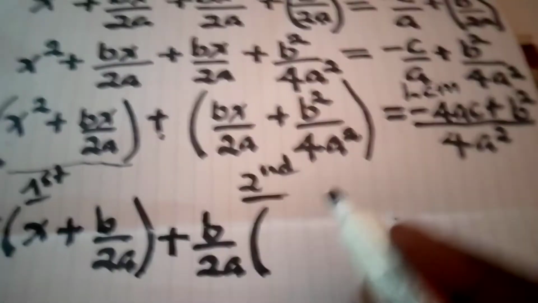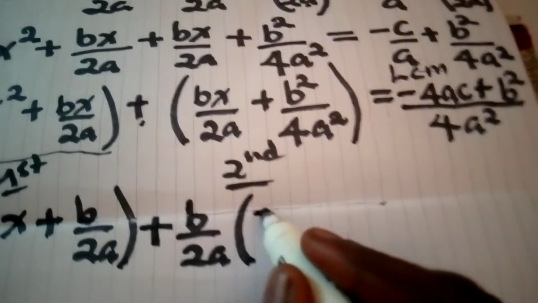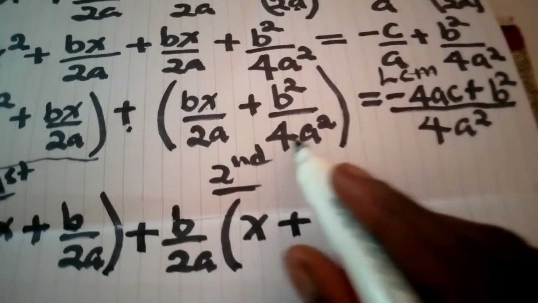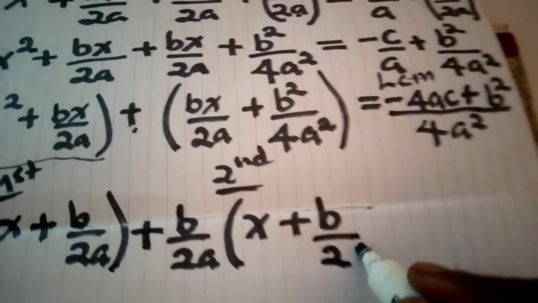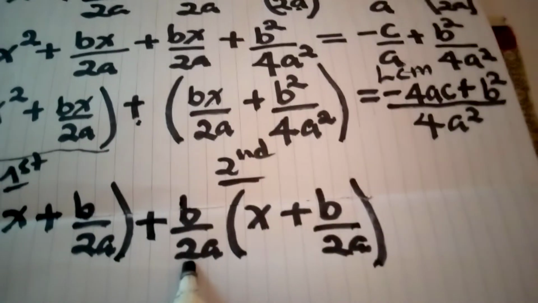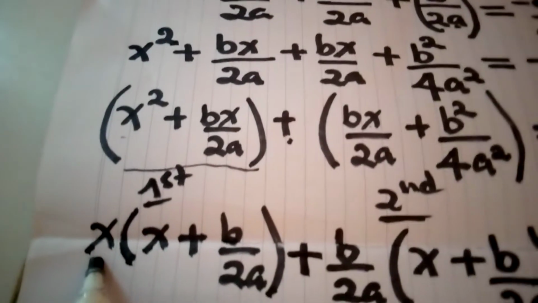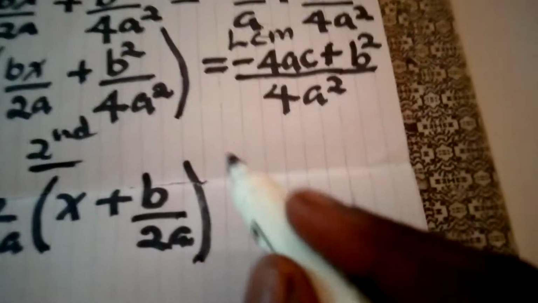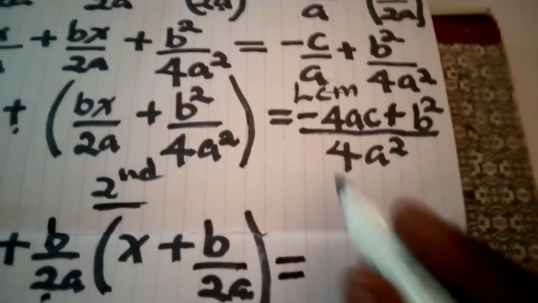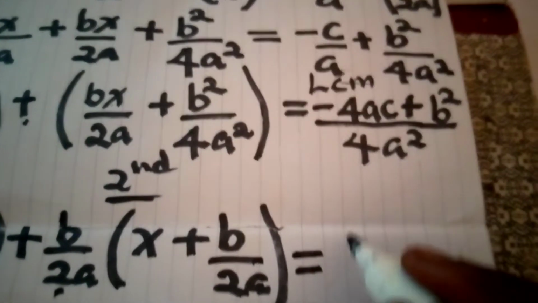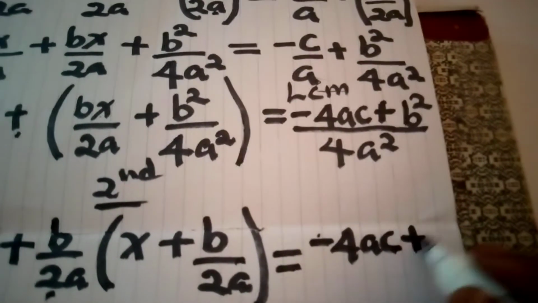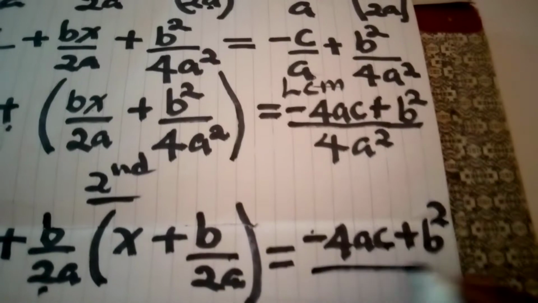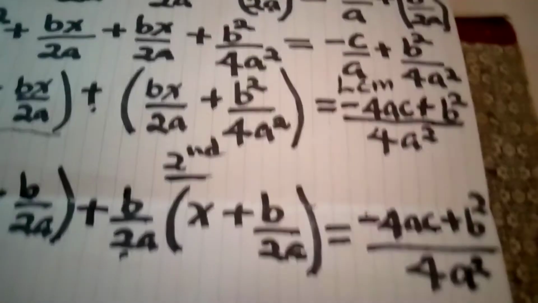So when you pull out this one, you will have only x. Then plus, in this one, you will have b all over 2a. So this is the common factor in the second bracket, and then this one is the common factor in the first bracket. Then you maintain the right hand side equation. So the right hand side equation will still be negative 4ac plus b squared. The whole thing divided by 4a squared. So we are dividing by 4a squared.